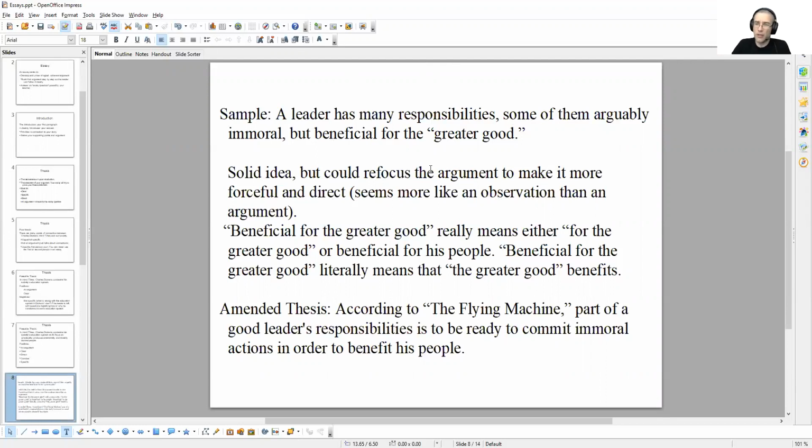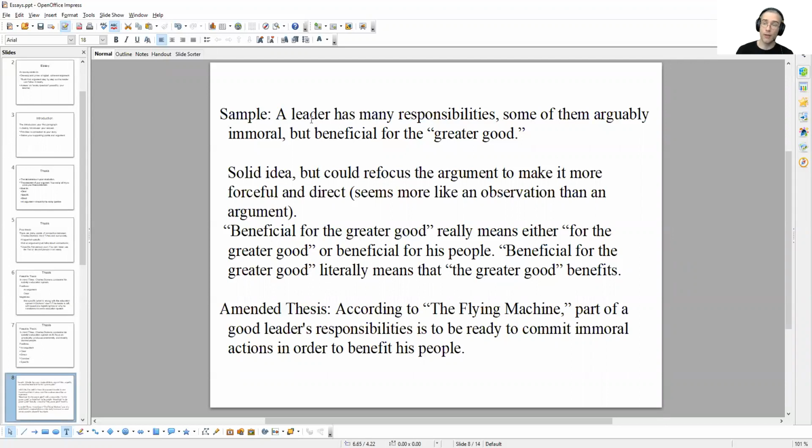It's literally factually true that a leader has many responsibilities, and some of those responsibilities might lead him to do things that are immoral. Right? Beneficial for the greater good really means either for the greater good or beneficial for his people. Beneficial for the greater good literally means that the greater good benefits. So when you're writing, think about what you're actually saying.